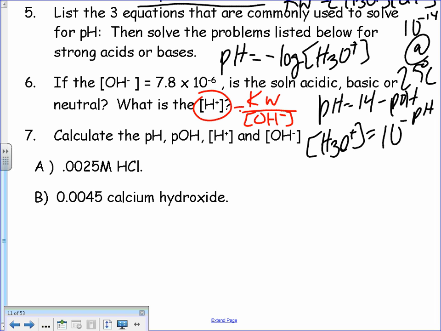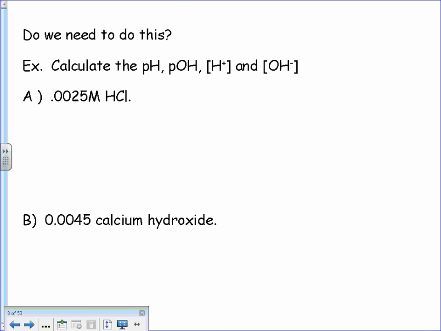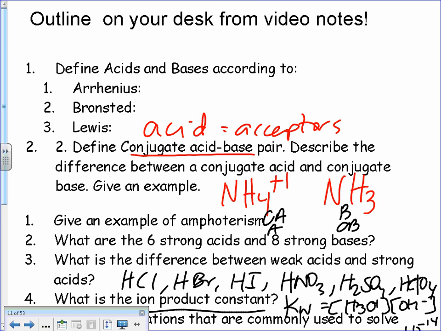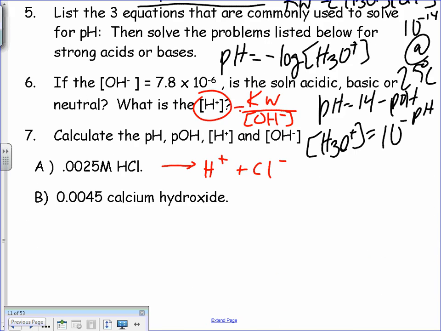Okay, what is true about hydrochloric acid when it goes into water? I'm looking for 100% ionization, so would I draw a double-headed arrow or a single arrow? Single arrow, HCl going to H plus and Cl minus. So down here again, I draw the single arrow to indicate that this is 100% dissociated.